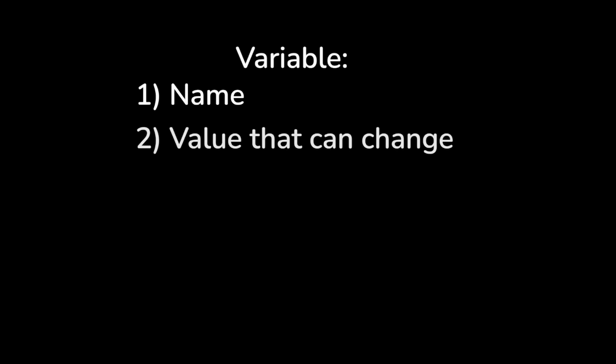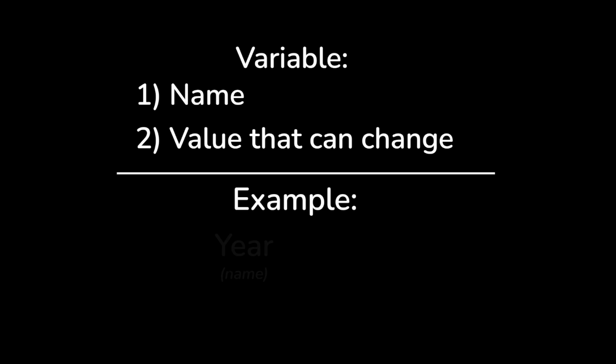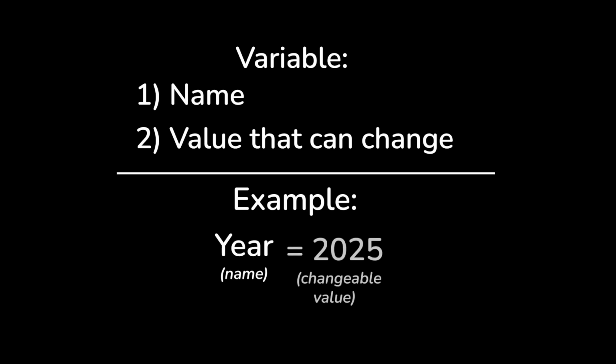A variable has a name and a value that can change. Here's an example. The year, this is the name of the variable, it's called year, is 2025. This is a number, right? And it can change. At the time that you're seeing this, it's 2025, but maybe a year later, if you're watching this, it'll be 2026.